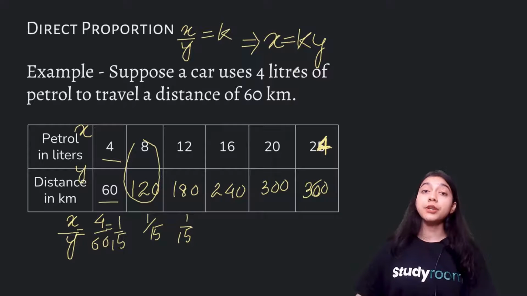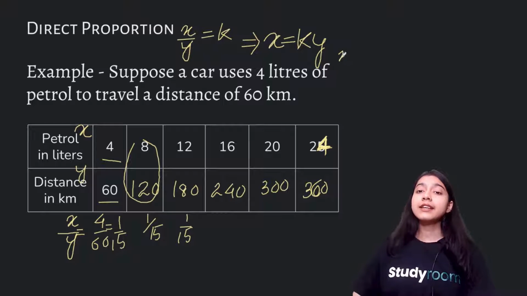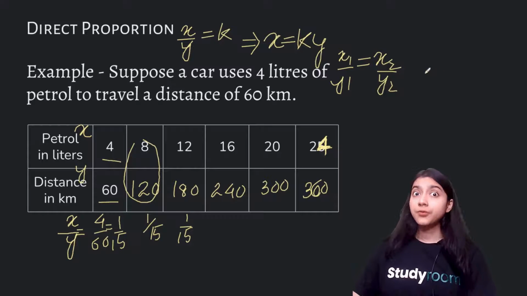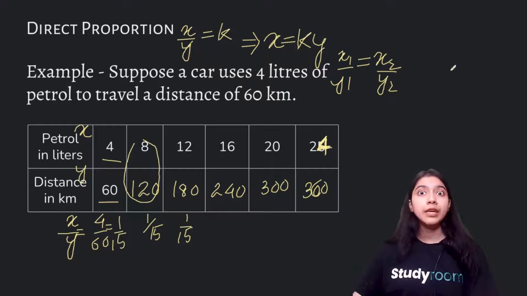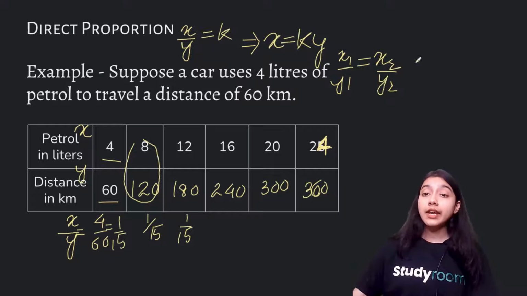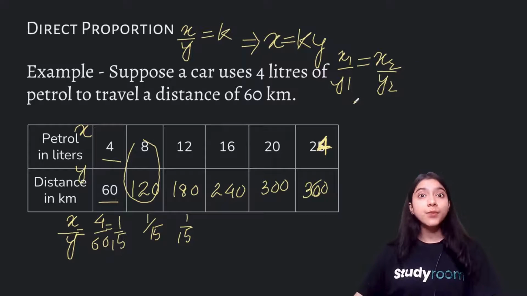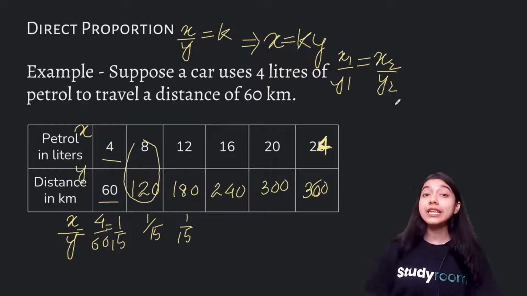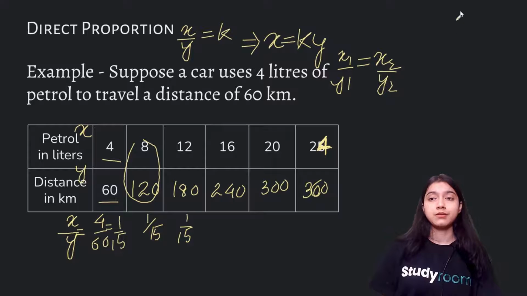So in general terminology, we can write it as x1 upon y1 is equal to x2 upon y2, and so on, will be equal to x3 upon y3 will be equal to x4 upon y4, where y1 and y2 are the values of y corresponding to x1 and x2. So this was the conclusion drawn in case of direct proportion.